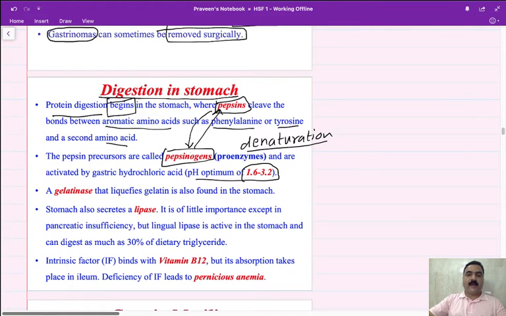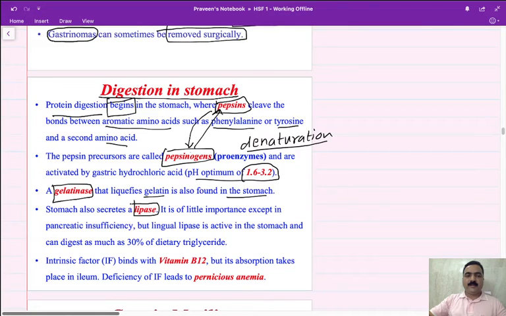can act on that. The raw proteins cannot be digested by our protein digesting enzymes. So we need to denature the proteins first, then the protein digesting enzymes can act. Another example is the gelatinase, another enzyme that is acting on the gelatin that is found in the stomach. And the one is the lipase.